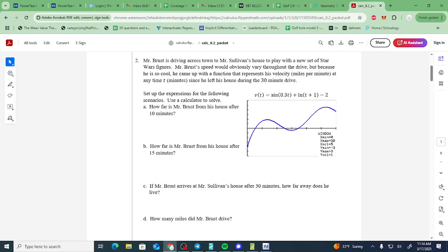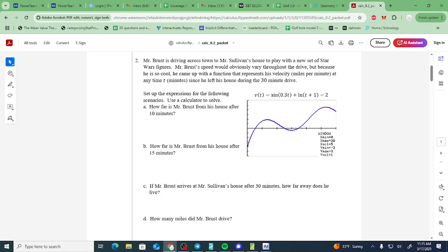Then part D is the one that's a little bit different. So part D, how many miles did he drive? Well, now we want the distance. So now I want the 20 in this scenario. So you can do this two ways. There's one super annoying way that's a pain in the butt. There's one that's a lot easier.